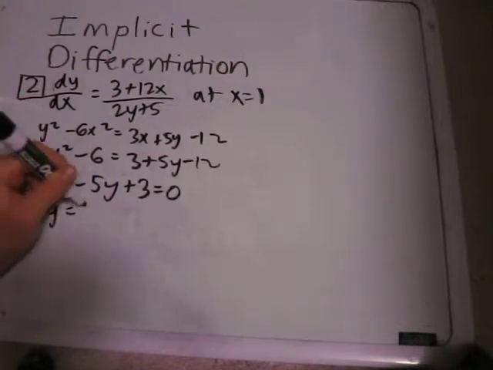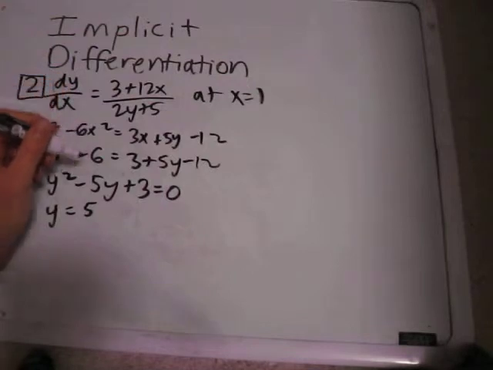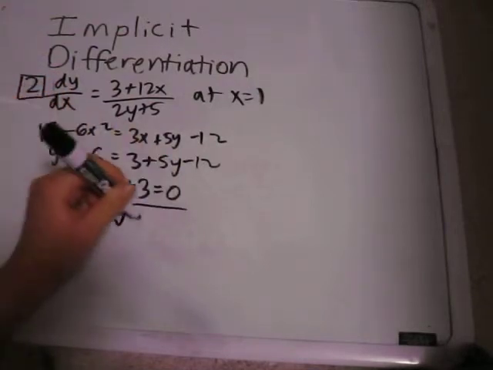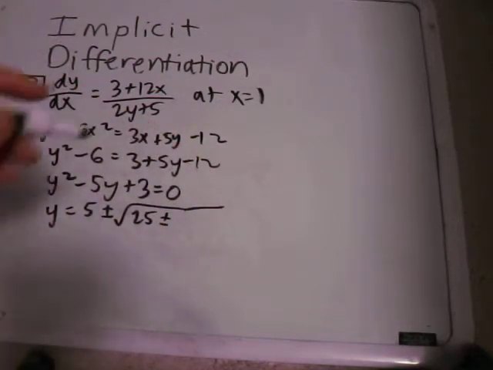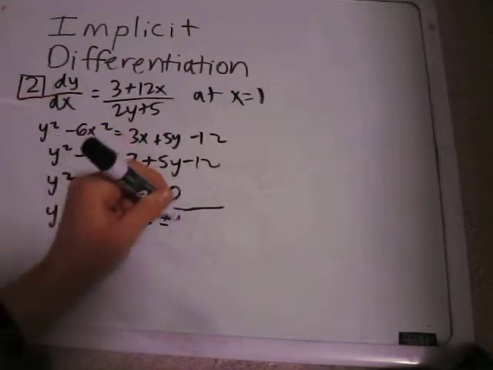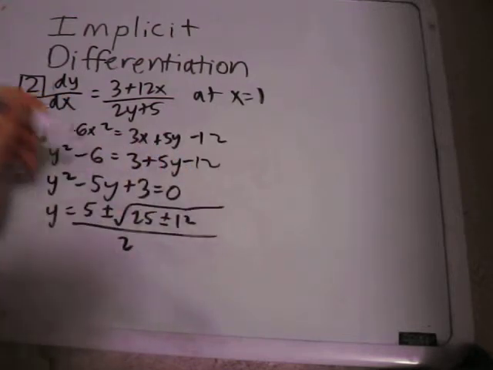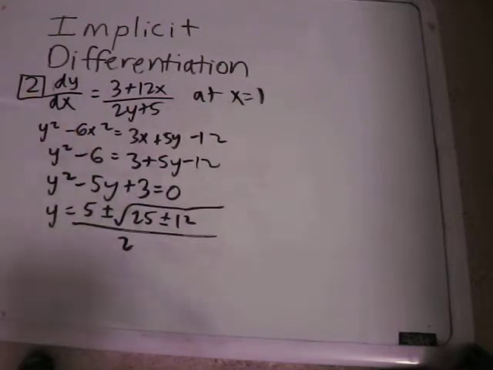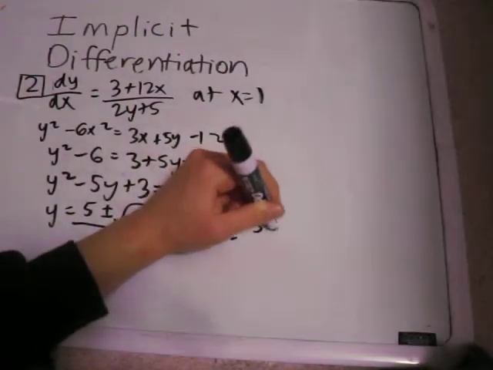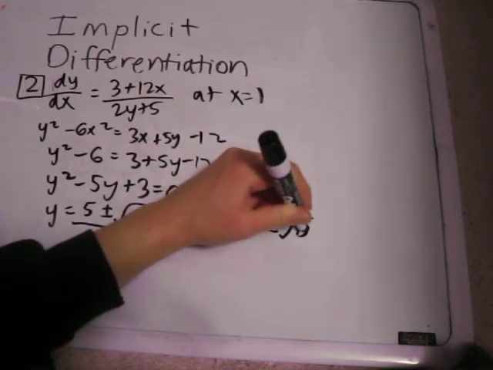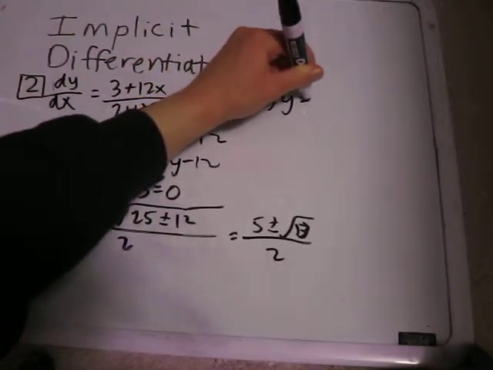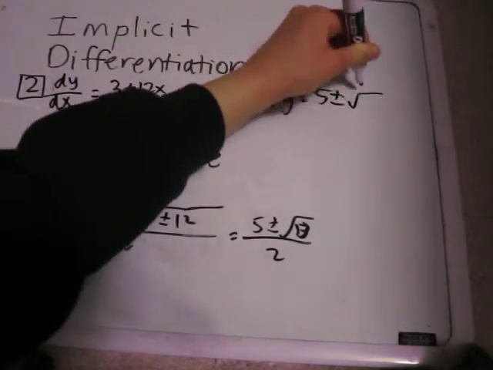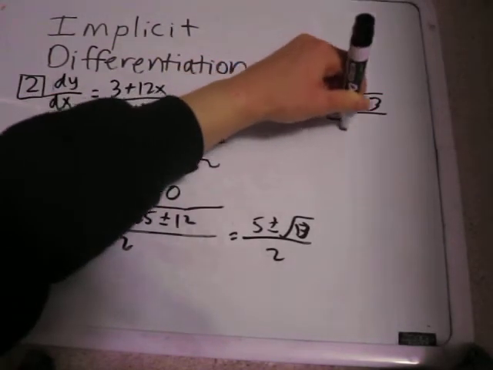y equals negative b plus or minus the square root of b squared minus 4ac, all over 2a. So that should equal 5 plus or minus root 13 over 2. So I'm just going to write that up here. We're going to have two different y values that we're going to have to plug in.